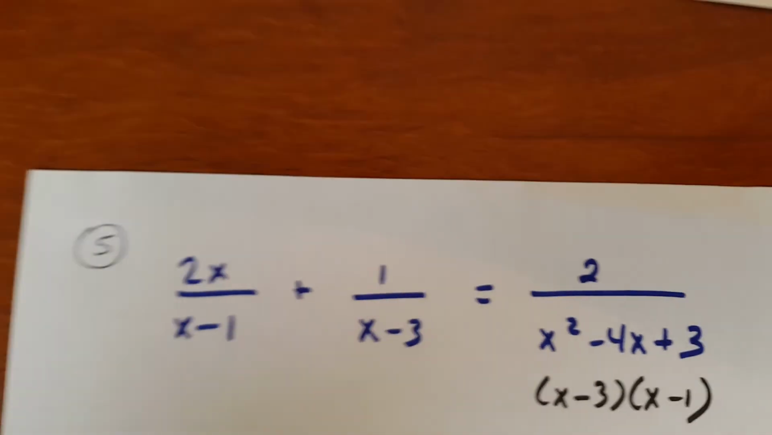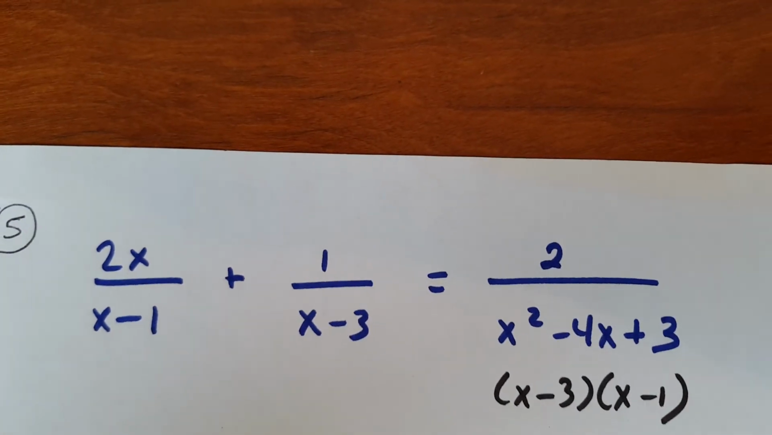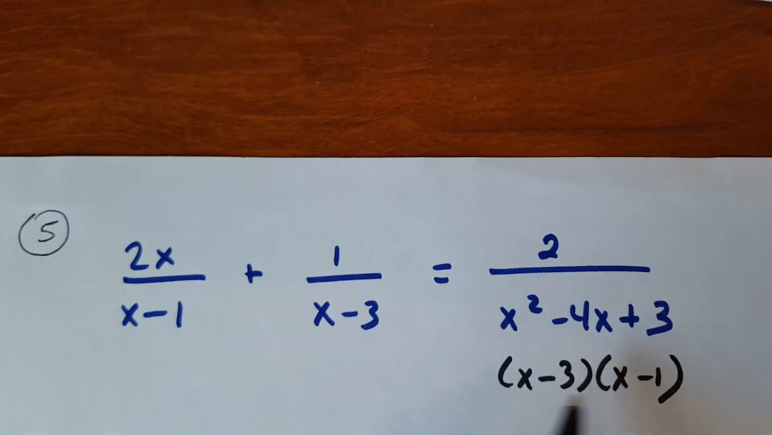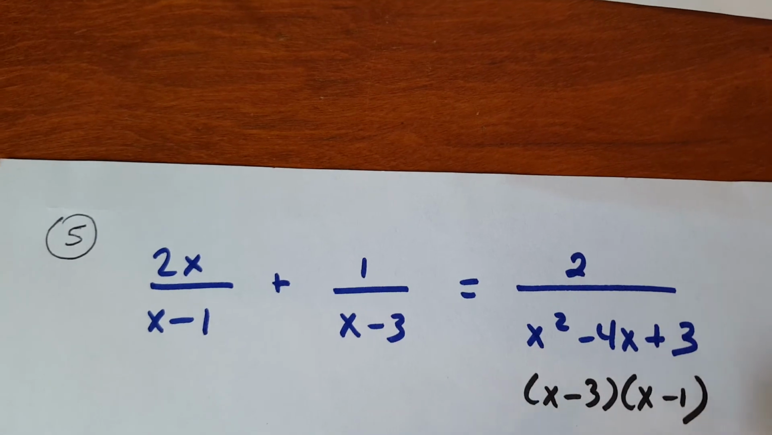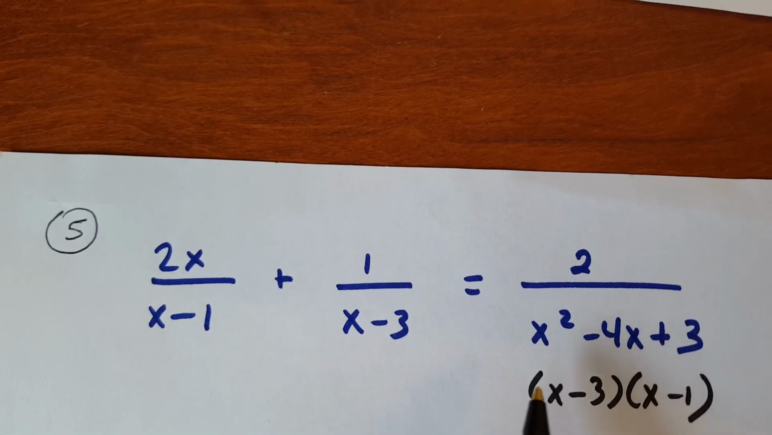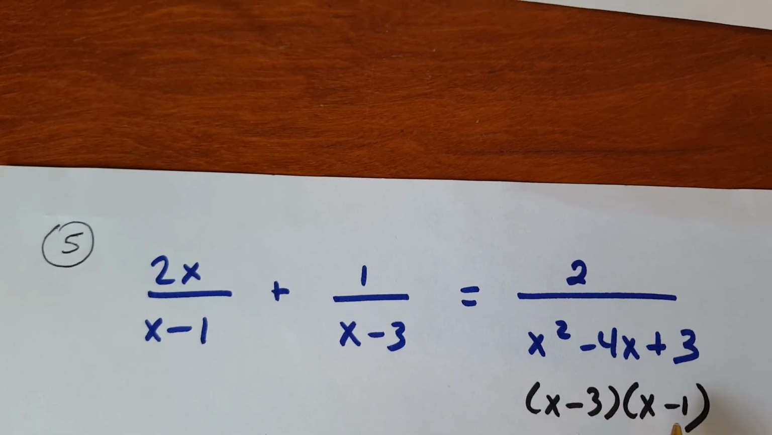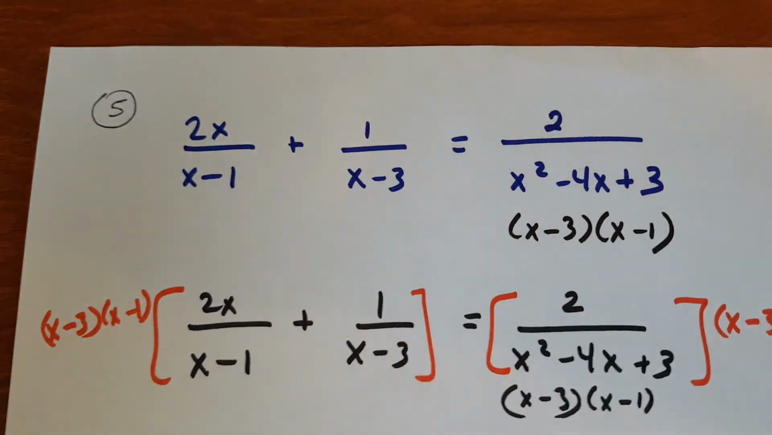Number 5. You can see that I've got fractions for all the terms now, and the only one that can be factored is the one over here, so I factor it. Oh, look, what a surprise. It matches. So the least common denominator is going to be the product of all these different ones here, which would just be x minus 3 and x minus 1. So I multiply both sides by that, and going back to my scratch paper.